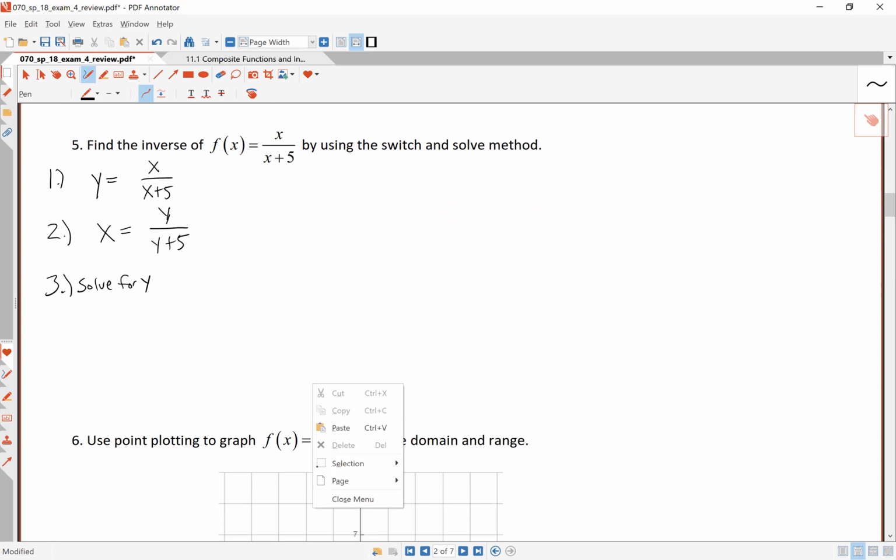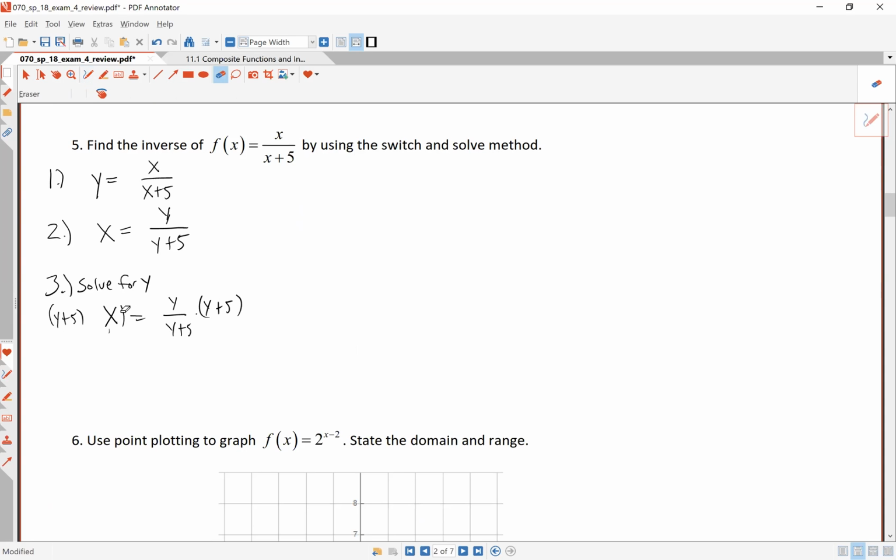To solve for y, we're going to multiply both sides by y plus 5. We multiply both sides by y plus 5, and that clears the y plus 5, and we have y plus 5 times x equals y. So we distribute the x across.